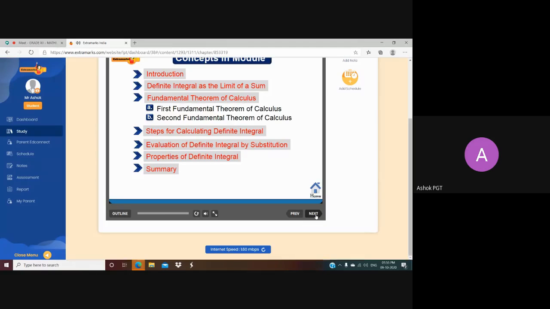Students, definite integral as a limit of sum. This concept has been eliminated from our syllabus. So we will not see this definite integral as a limit of sum.